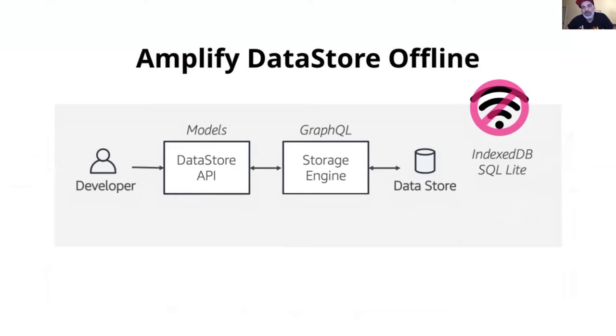Amplify DataStore behaves differently when it's offline and when it goes online. So let's cover how it works when it's offline. The first thing it's going to use is the models. These models have been created during the steps that I showed you before, and that will be our API. This API is actually not GraphQL, so you don't have to write any GraphQL query, but it's the engine that will create these GraphQL queries for you. That's the storage engine, and on different devices it's going to use either IndexedDB or SQLite. That's what I showed you in the demo.